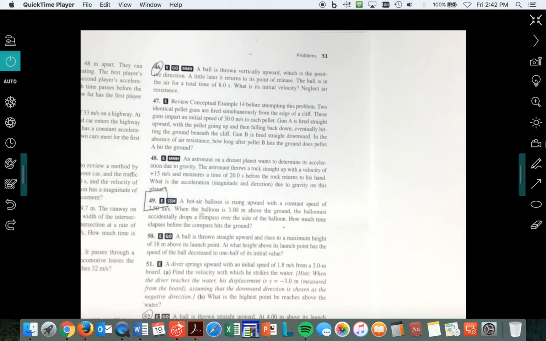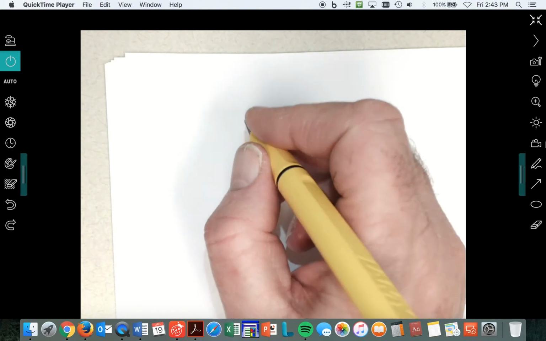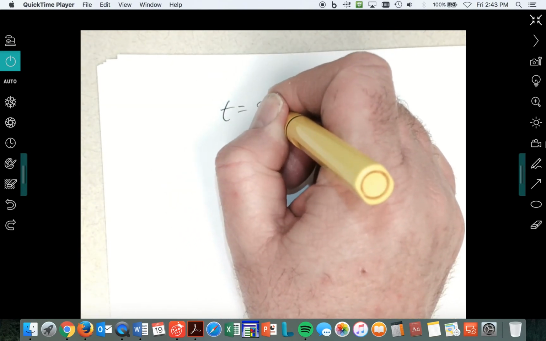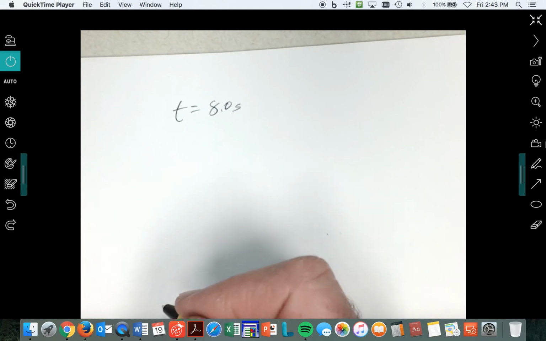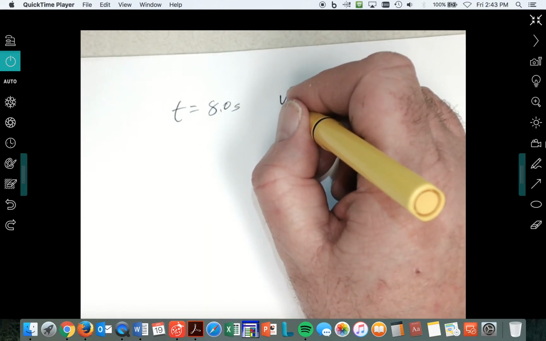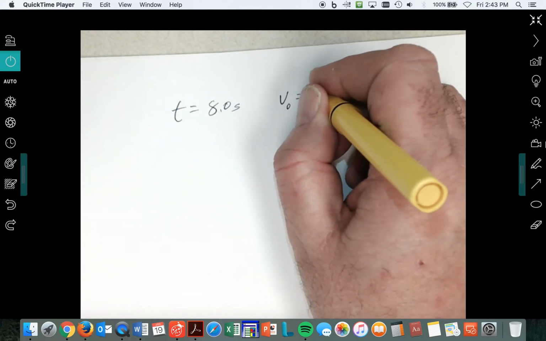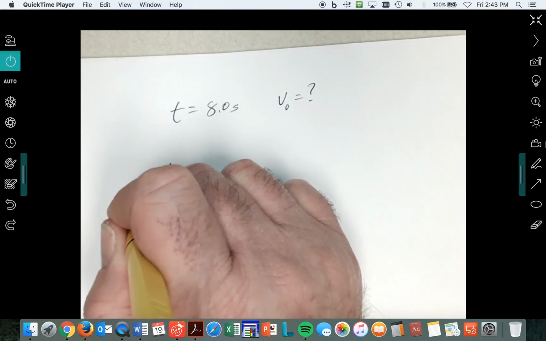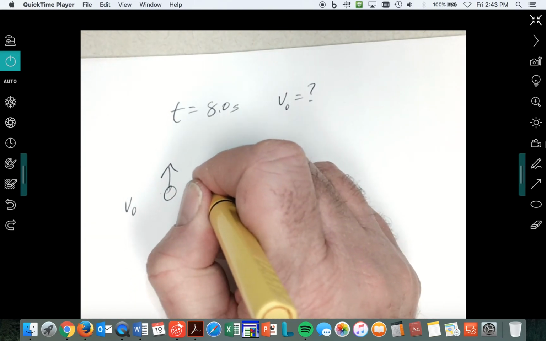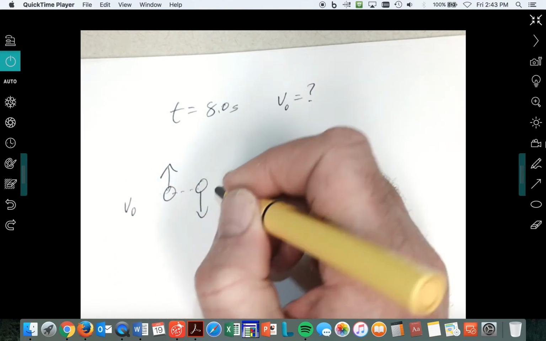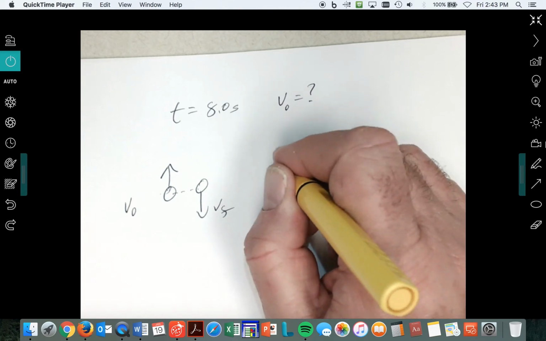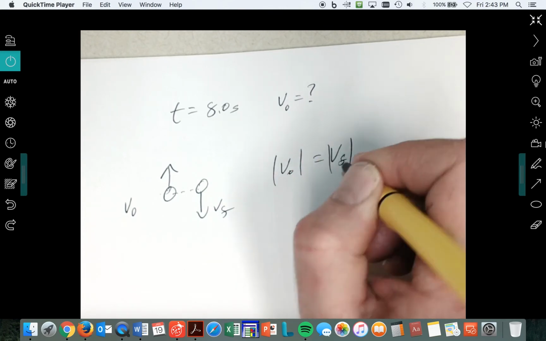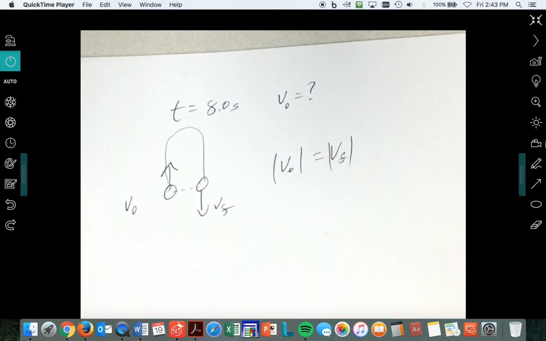All right. First of all, if we're going to neglect air resistance, then I know this is true. I just want to examine this problem for a little bit. t equals 8 seconds. That's how long it's in the air. I don't know V initial. However, if there's no air resistance, it came up with this speed V naught. And guess what? When it comes back to its same position, V final, the magnitudes are the same. They're just in the opposite direction.